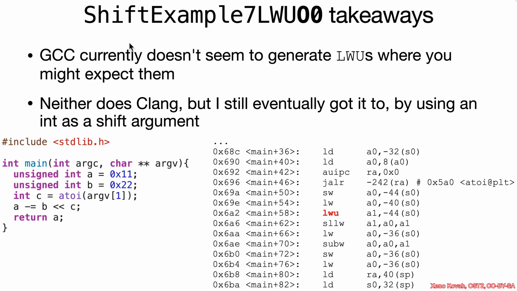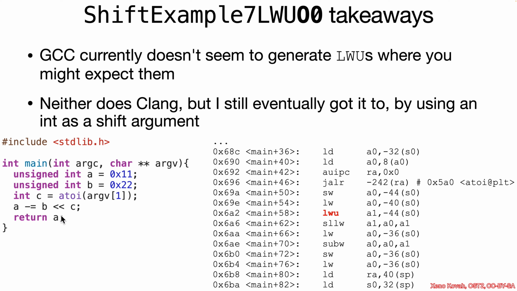Cool. So the takeaway from this example is that GCC really doesn't want to generate LWUs for whatever reason, and actually neither does Clang. So LWU, that is load word unsigned, you'd think that you could simply use an unsigned int and have some value read in and it would create an LWU. Well, it turns out not to be the case. They really seem to prefer the load words and then just using other assembly instructions that don't operate on the upper bits, and that is equivalent, of course, to a LWU.